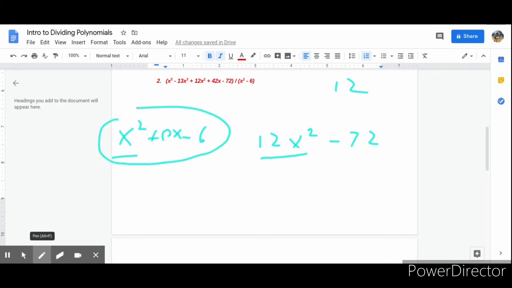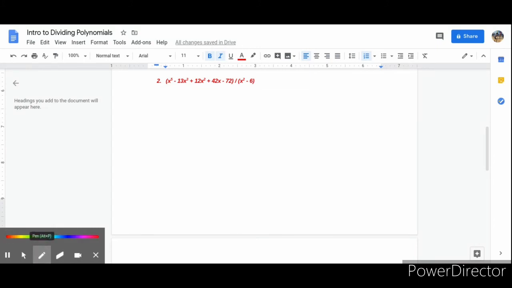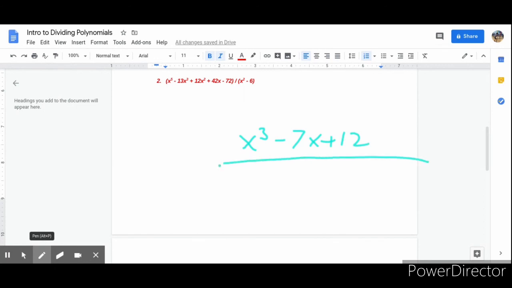So just 12 times x squared equals 12x squared. 12 times 0x, well, we can just disregard that now because we're at the last step. And 12 times negative 6 equals negative 72. We subtract all of this and everything cancels out. So if you remember what we still had from earlier, from my previous division, we had x cubed minus 7x plus 12. So theoretically, if my recording wasn't cut off, that would be on the top of the bracket. So that will be our answer.